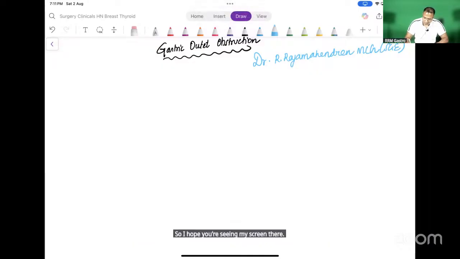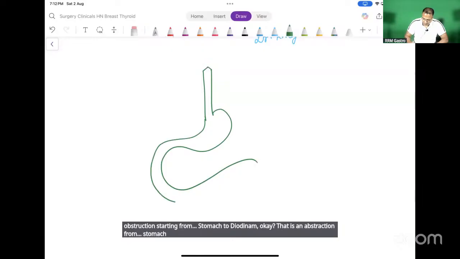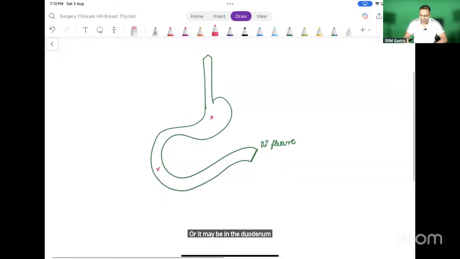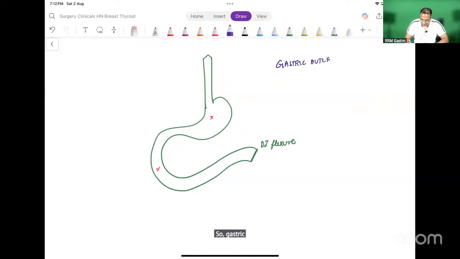So, gastric outlet obstruction is an obstruction starting from the stomach to the duodenum, somewhere up to the DJ flexure. The obstruction may be in the stomach or it may be in the duodenum. Up to the DJ flexure, if there is an obstruction, we call it gastric outlet obstruction.